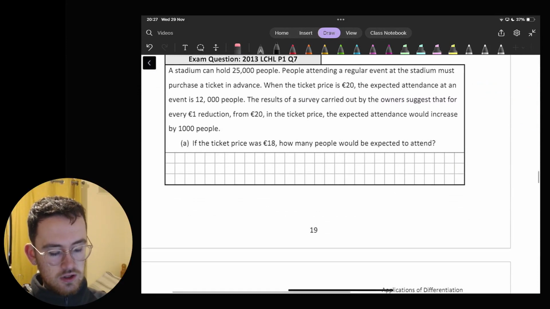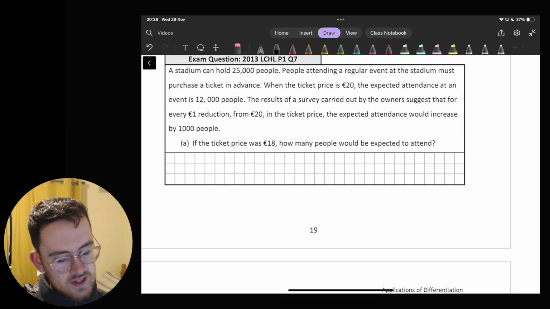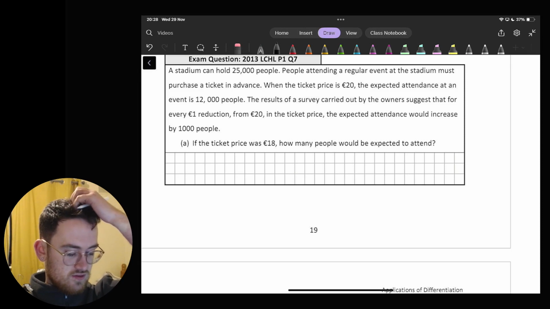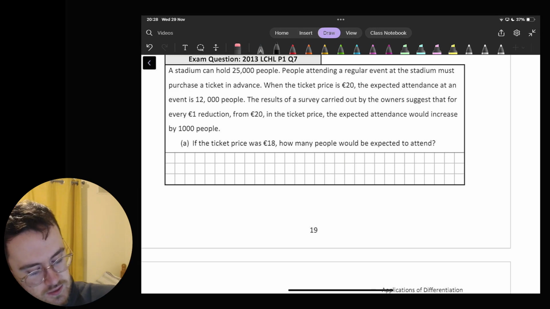So a stadium can hold 25,000 people. People attending a regular event at the stadium must purchase a ticket in advance. When the ticket price is €20, the expected attendance at an event is 12,000 people. The results of a survey carried out by the owners suggest that for every €1 reduction from €20, the expected attendance would increase by 1,000 people. If the ticket price was €18, how many people would be expected to attend?